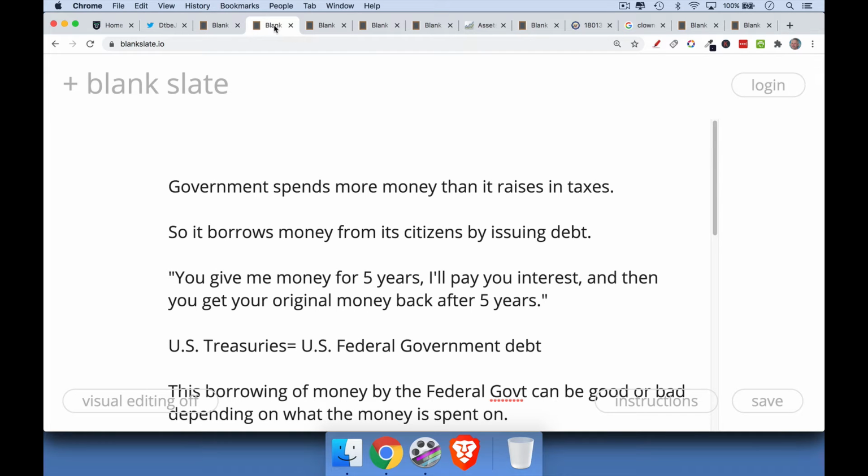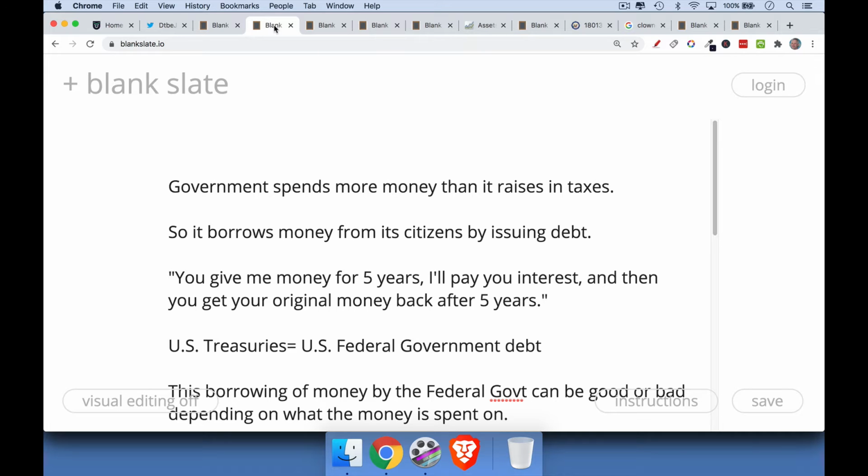Now, usually governments will spend more money than they raise in taxes. Certainly large sovereign governments today. And so the model for this is the government will borrow money from its citizens by issuing debt, by issuing government debt. And if any of you have ever owned U.S. Treasuries, that's what these are.